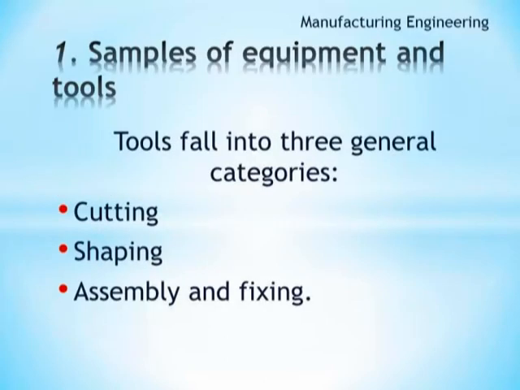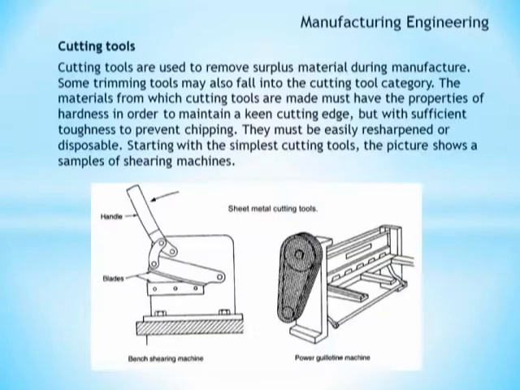Number 1. Samples of equipment and tools. Tools fall into 3 general categories. A. Cutting. B. Shaping. C. Assembly and fixing. A. Cutting tools. Cutting tools are used to remove surplus material during manufacture. Some trimming tools may also fall into the cutting tool category.